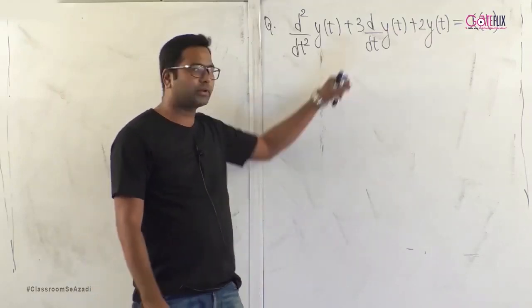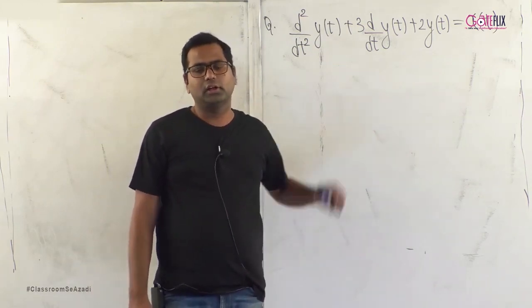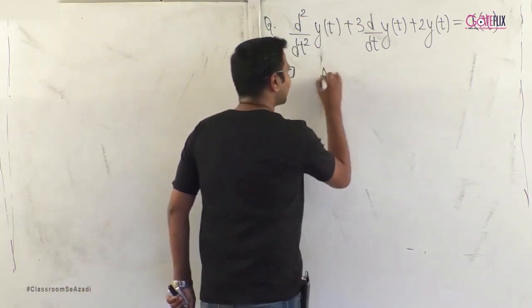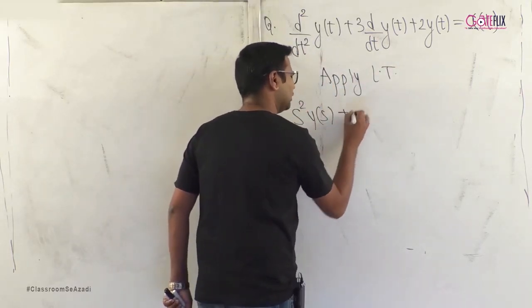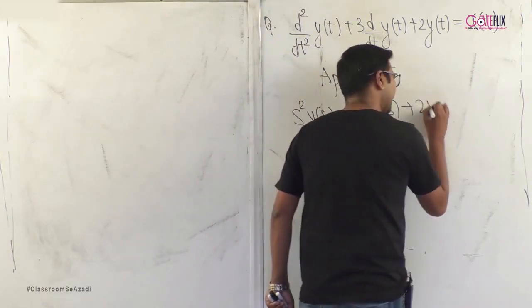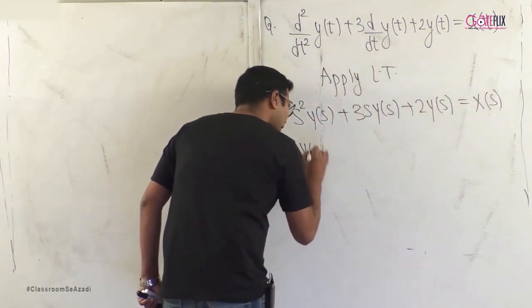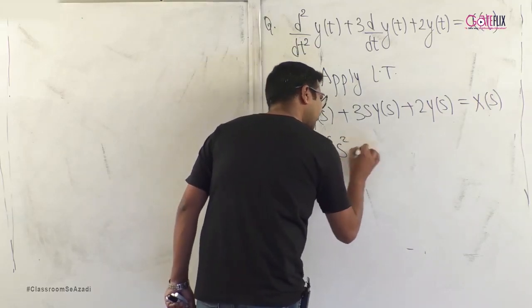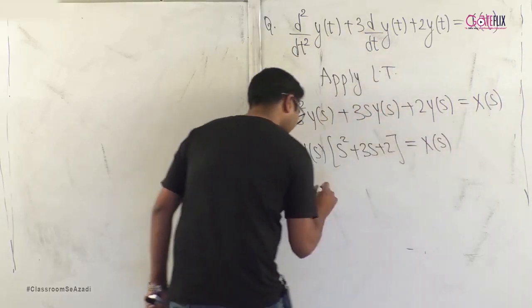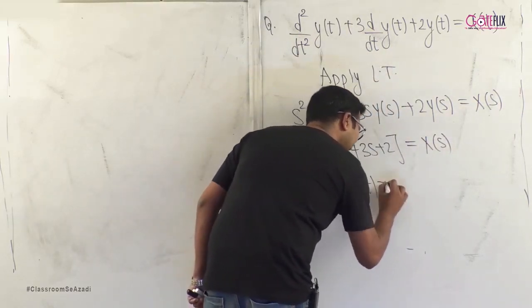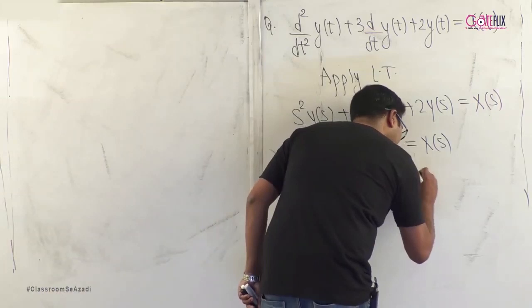In the next question, a differential equation is given to us and we have to find the output y(t). The value of x(t) is also given to us. We start this question by applying Laplace transform. This will be s² Y(s) + 3s Y(s) + 2 Y(s) equal to capital X(s). Therefore, Y(s) comes out to be (s² + 3s + 2) Y(s) equal to X(s), but x(t) is given as 2 into u(t).